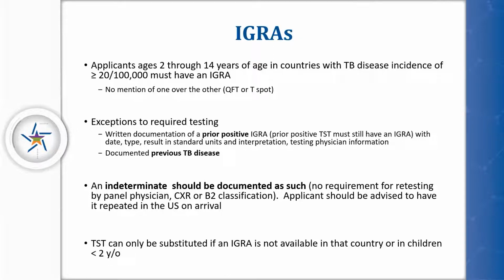So if that can be included in the paperwork, or at least told to the parents so that they know that that's the expectation. The TST can only be substituted if an IGRA is not available in the country where the individual is being tested for entry into the US, or if the child is less than 2 years of age. But I will tell you, by the end of these 6 sessions, we will probably have convinced you that you may want to consider an IGRA in a child less than 2 as well, if there's any chance that you're not able to place or read the skin test.